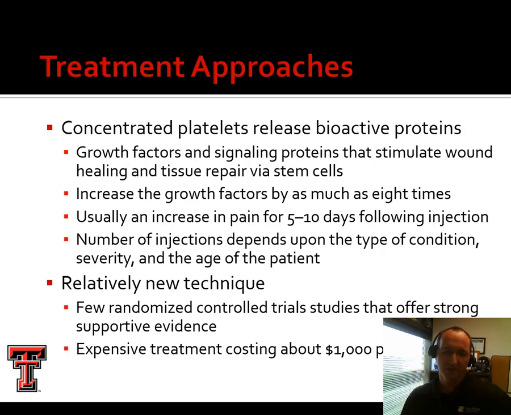There aren't a lot of studies that show significant long-term evidence for the approach, but it's an emerging technology, and I'm sure you'll learn more about it in the years to come.